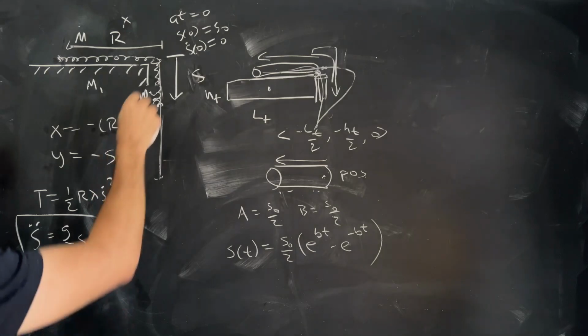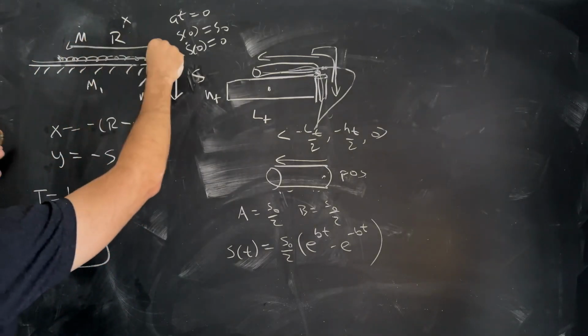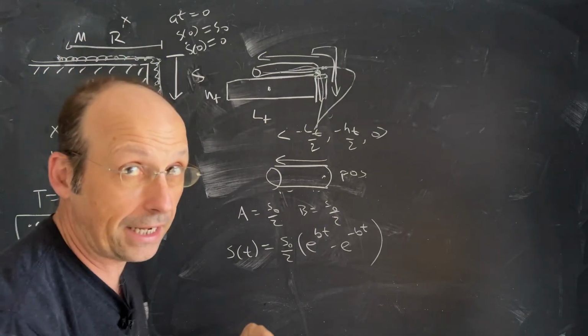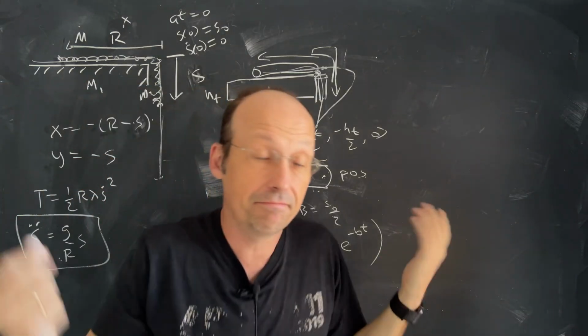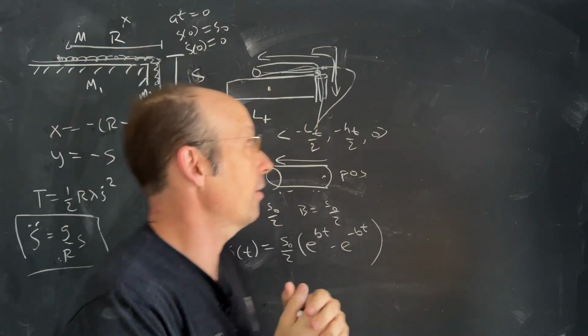What if S is equal to 0? So here's the case where the whole chain's on the table. There's no piece hanging over. If no piece is hanging over and S is 0, the acceleration is 0. That makes sense too. Okay.